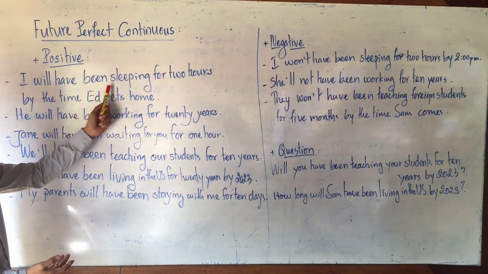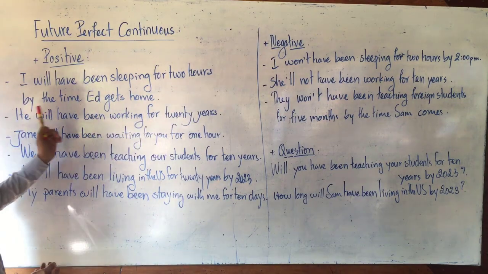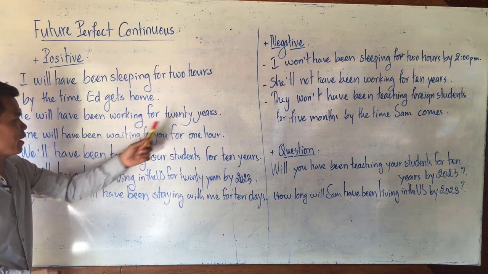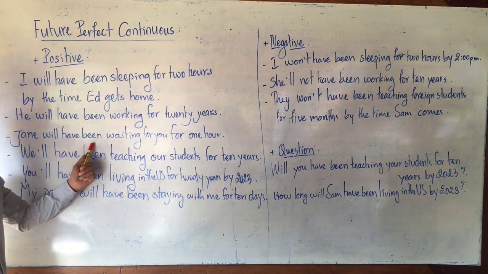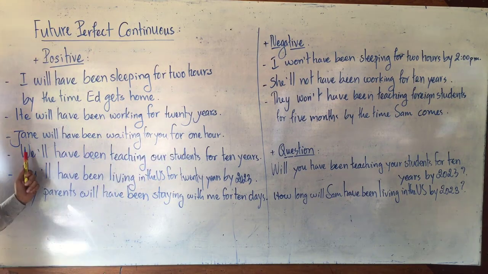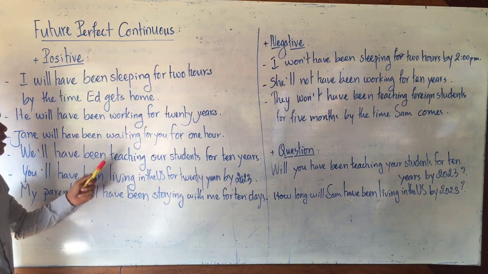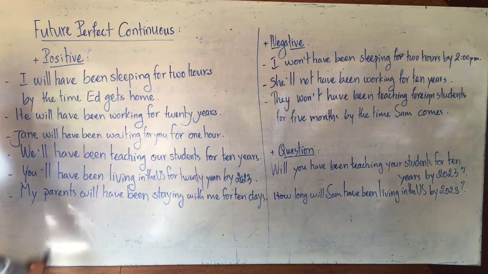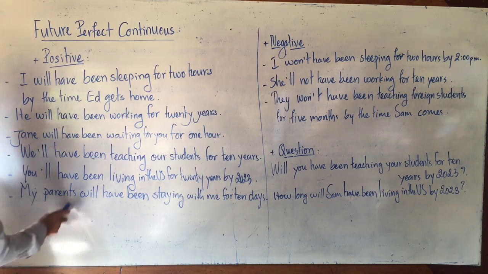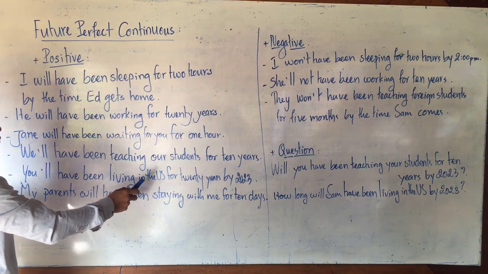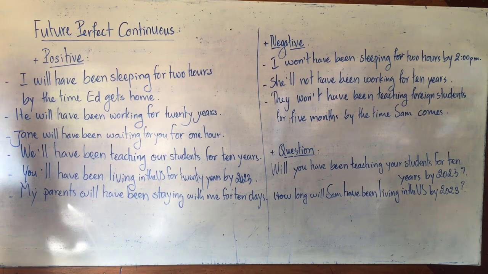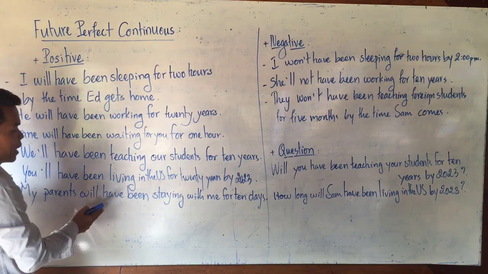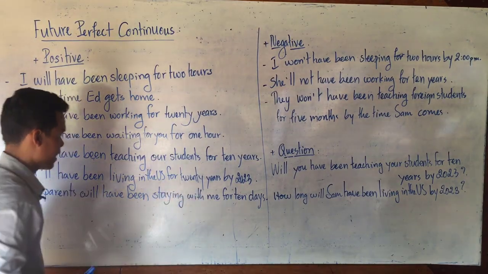I will have been sleeping for 2 hours by the time I get home. He will have been working for 20 years. Jen will have been waiting for you for 1 hour. We'll have been teaching our students for 10 years. 'll is the short form of will. You'll have been living in the US for 20 years by 2023. 'll is from you will. My parents will have been staying with me for 10 days.